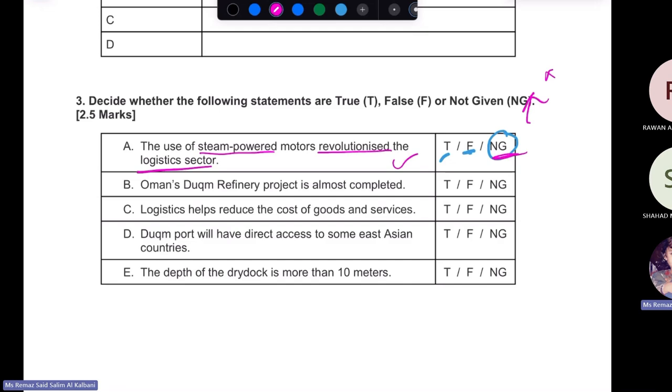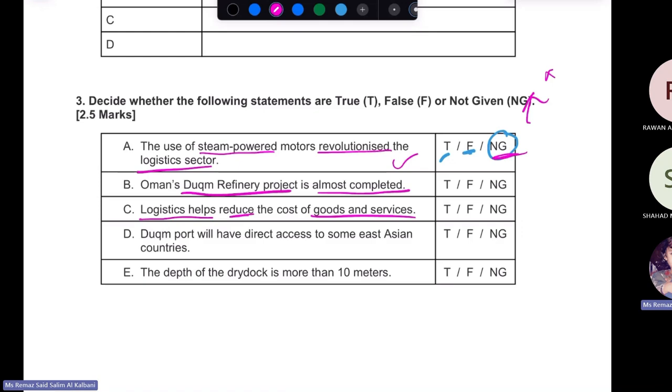Alright, the second question. Oman's Duqm refinery project is almost completed. Okay. C. Logistics helps reduce the cost of goods and services. Okay. Reduce goods and services. Is it true or false?